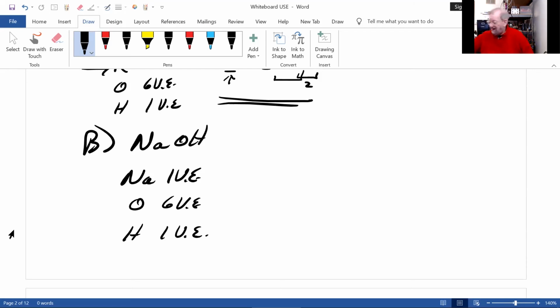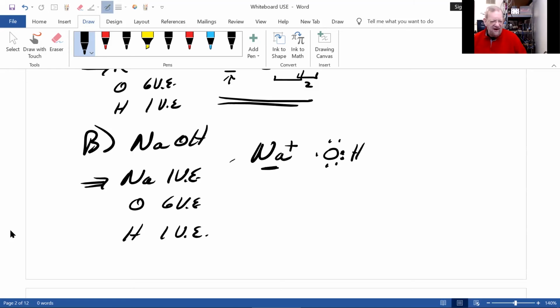Good news, I'm back. All right, let's do the Lewis structure for sodium hydroxide. Now, sodium, being an alkali metal, never forms a covalent bond. It forms a cation, a +1. Oxygen has 6 valence electrons. Hydrogen has 1. They share.